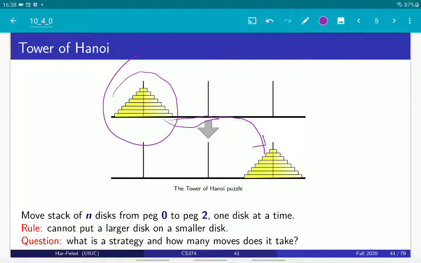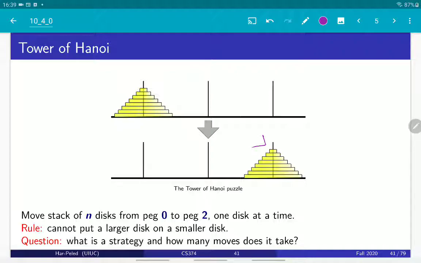You just pick all the disks and you move them. So we're going to enforce some bizarre rules. So first, we're allowed to move only one disk at a time. And secondly, those disks are very brittle, so you cannot put a bigger disk on a smaller disk. You're required to put smaller disks on bigger disks, right?